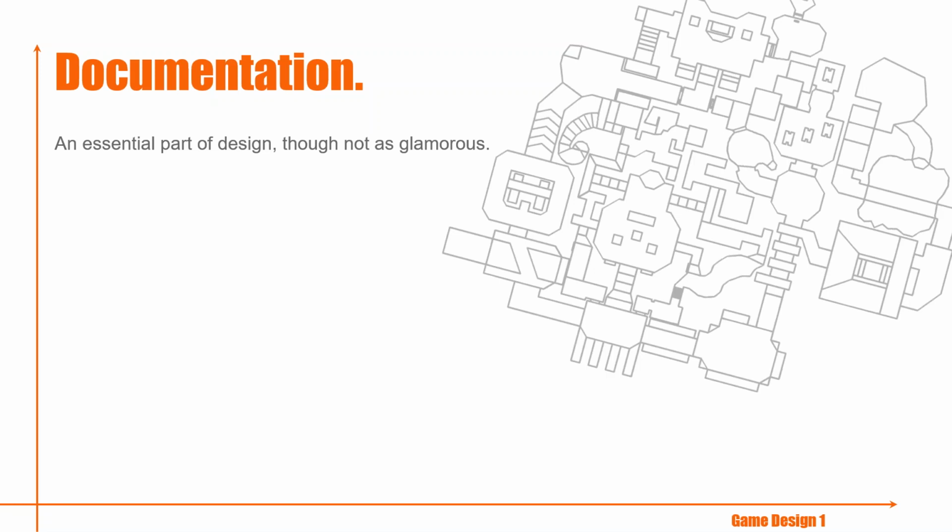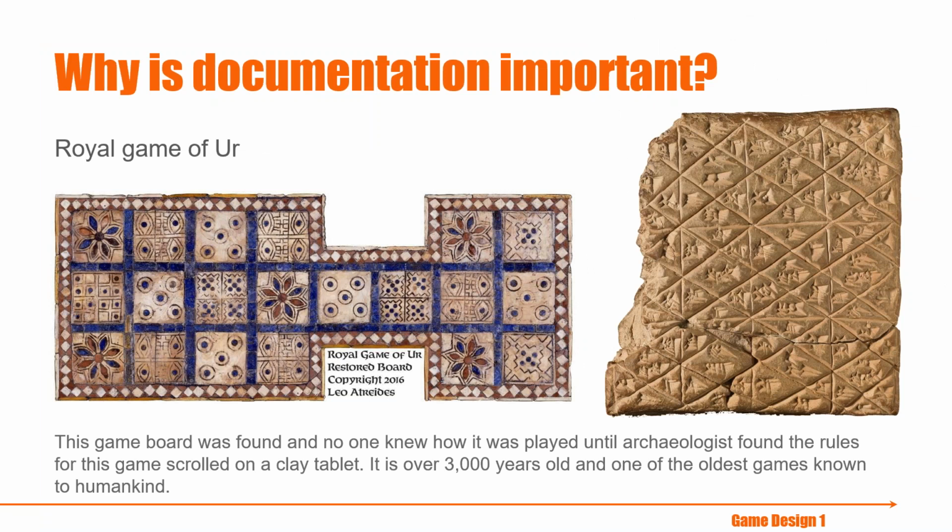So let's start. Why is documentation so important? So here we see the Royal Game of Ur. Now this board game is over 3,000 years old. Archaeologists first discovered the board, which you see there on the left, and they, for many years, have been trying to figure out how to play this game, or how the ancients played this game. And then one day, an archaeologist stumbled across this tablet here that you see on the right. And on this tablet are the rules for how to play this game, the Royal Game of Ur.